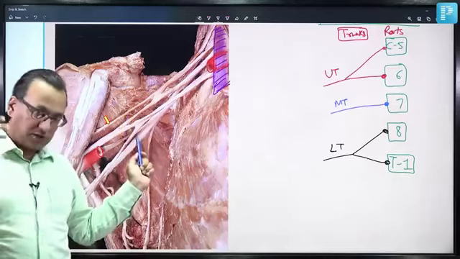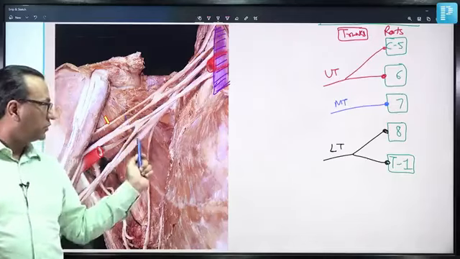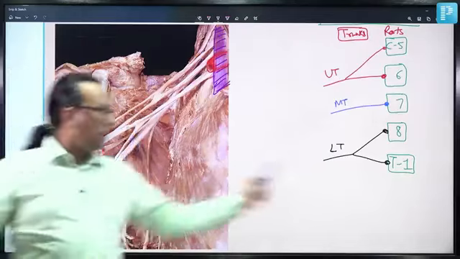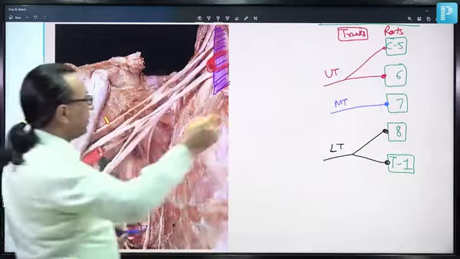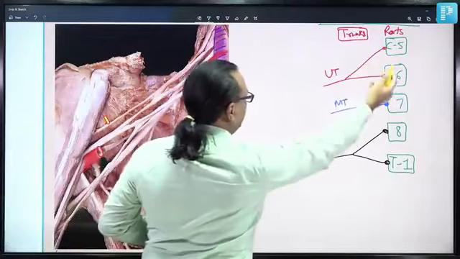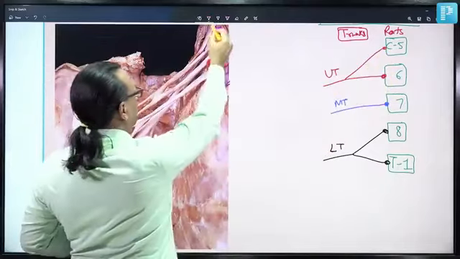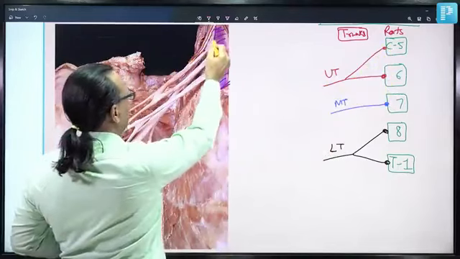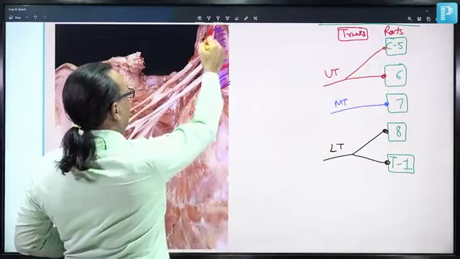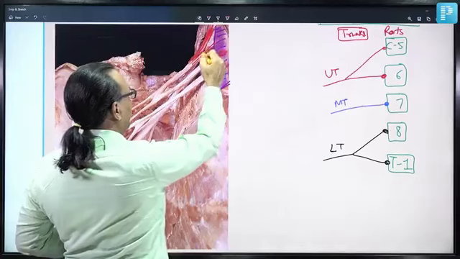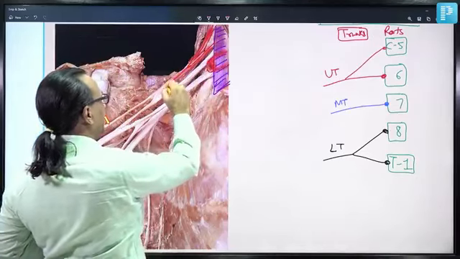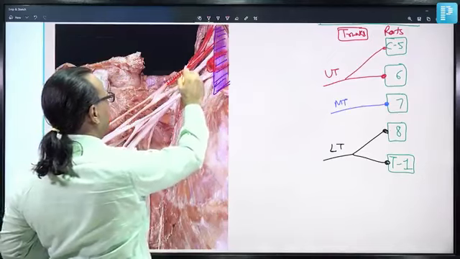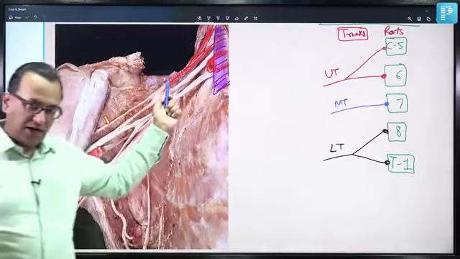But before we start talking about the cords in the axilla, let us first mark the roots and trunks in the dissected specimen. So here, the C5 and C6 roots are shown, C5 and C6 root. They are going to join and form the upper trunk of the brachial plexus. This is the upper trunk of the brachial plexus in the neck region.